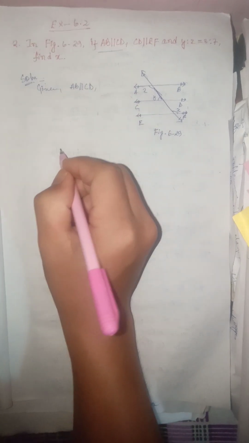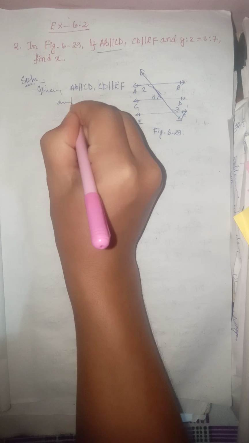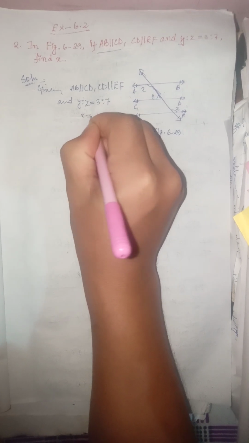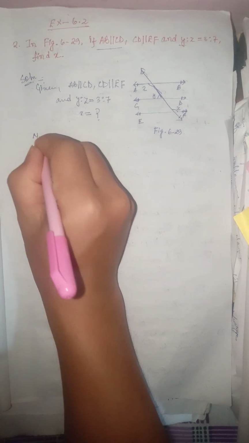As we can see here, it is given to us AB is parallel to CD, and right after this we again have CD, which is parallel to EF. And we again have Y is to Z, which is equal to 3 is to 7. What is the thing that we need to find? It is X. Then let us move to the next.